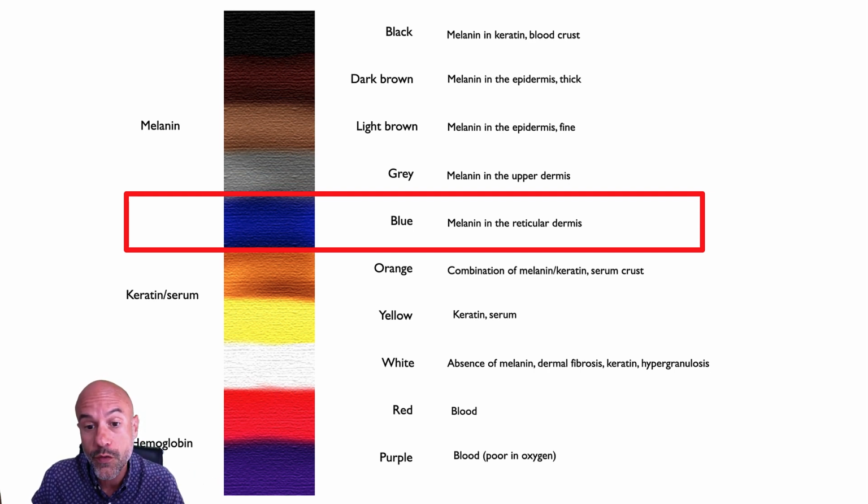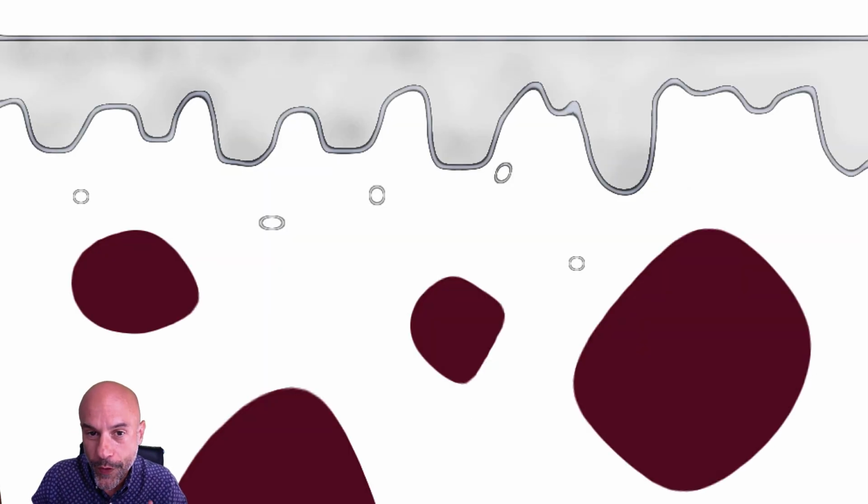Blue corresponds to melanin deep in the dermis. That's why it's blue. Otherwise it would be brown or dark brown or gray. But deep in the dermis, blue. So now let's see here first the schematic. Here you can see large nests of cells that you don't know what they are. They are just pigmented cells. Deep in the dermis, large roundish nests.